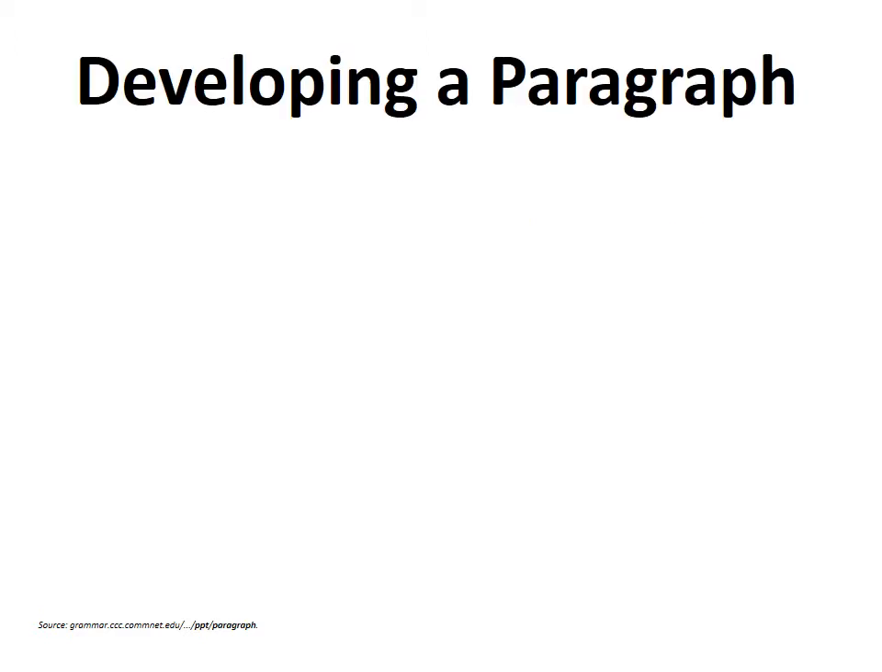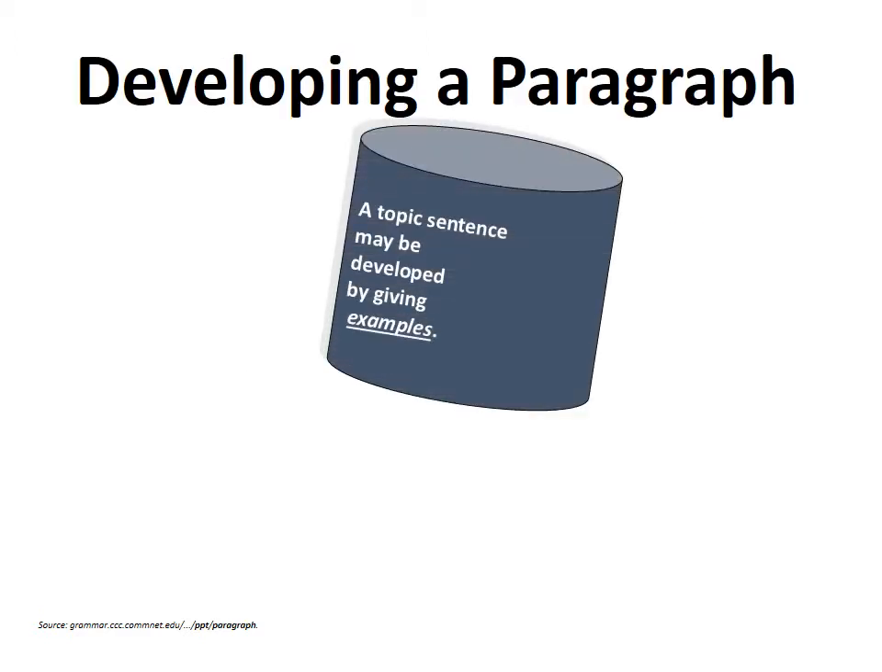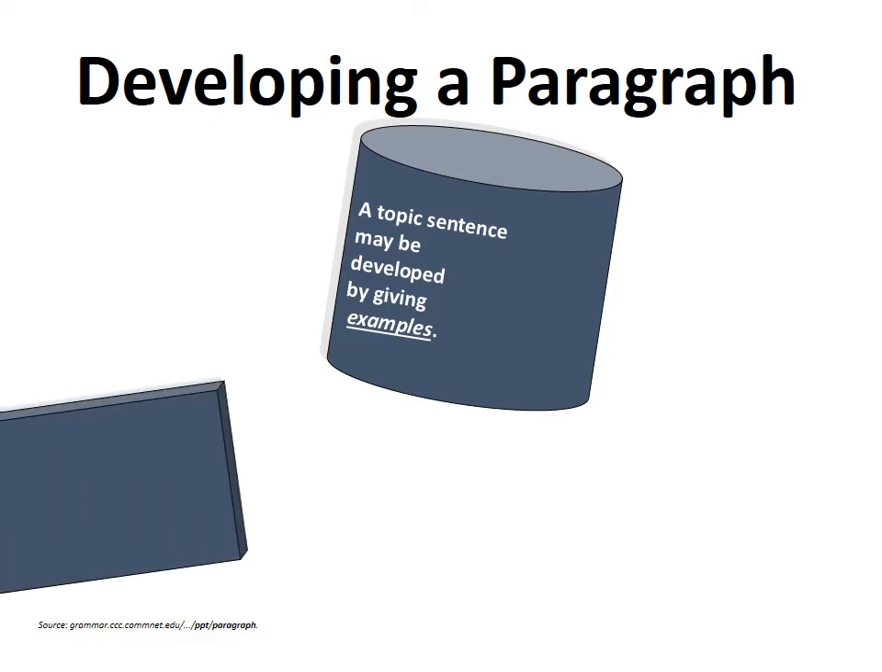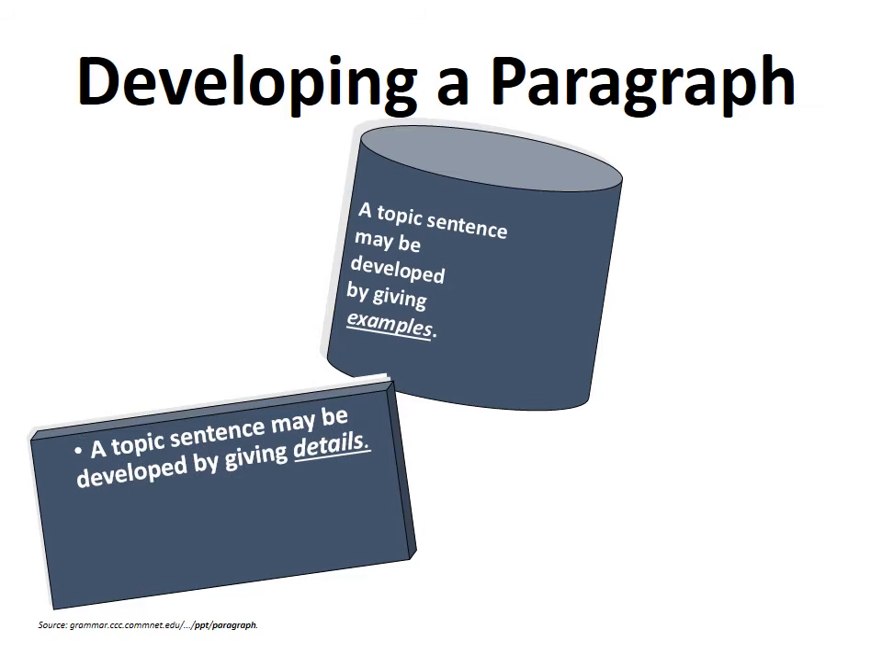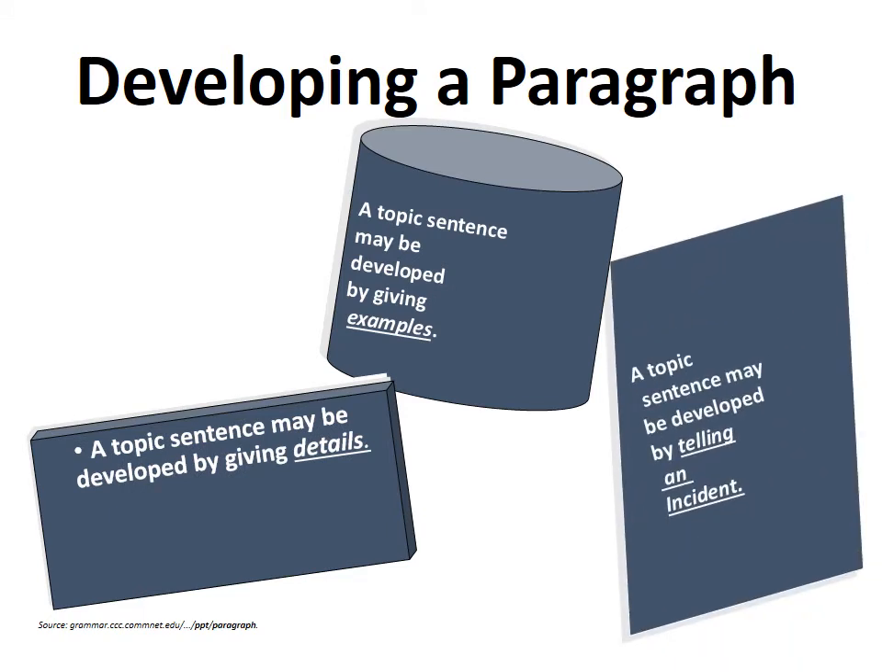All right, so developing a paragraph. A topic sentence may be developed by giving examples within the body of the paragraph, or by giving details within the body of the paragraph, or by telling an incident. So you can always develop a paragraph by doing these three things: examples, details, or telling an incident.